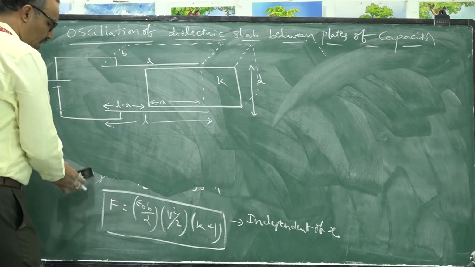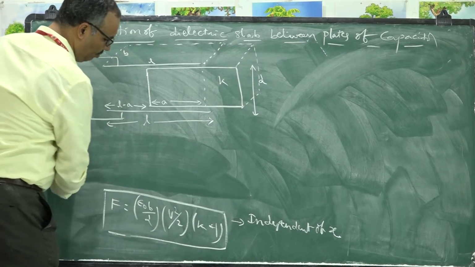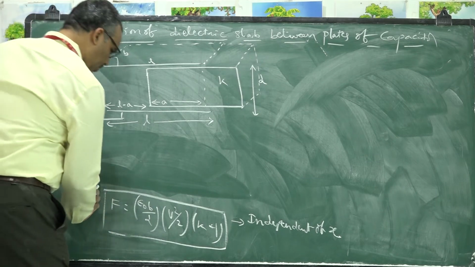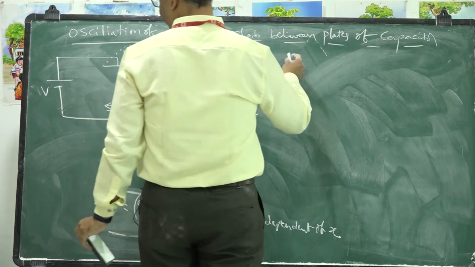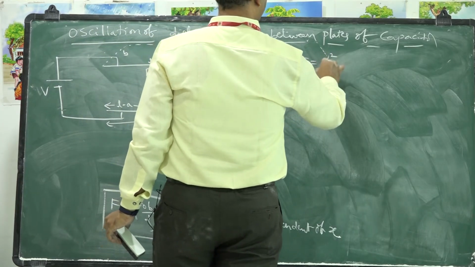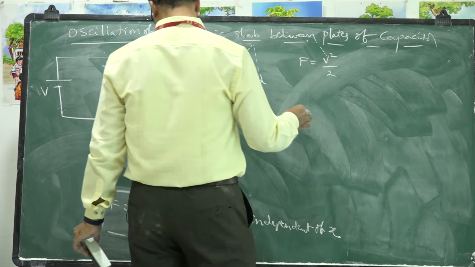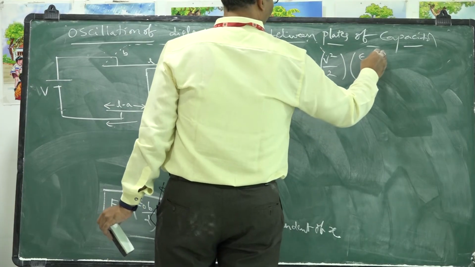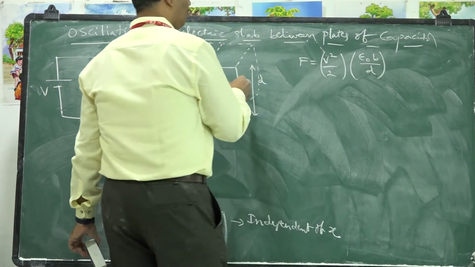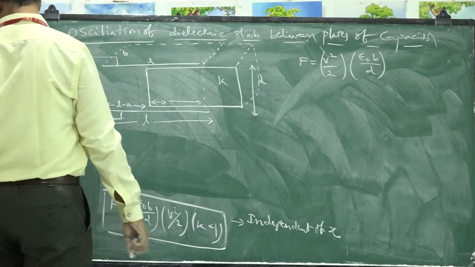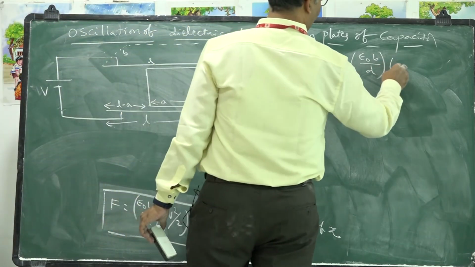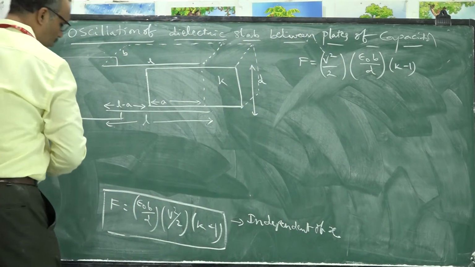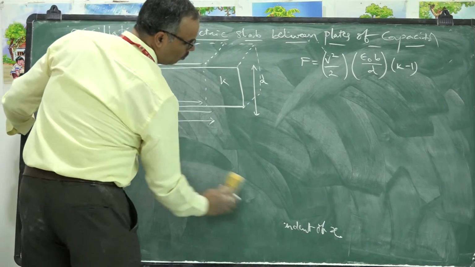So this is the formula we derived in the last derivation. The same formula I am going to use here for solving. So what is the force? Force is given by V square by 2, nothing but the voltage given by the battery, by 2 into epsilon naught b by d, where d is the separation between the plates, b is the width of the plate, into k minus 1. By using this force value, we are going to calculate the time period.